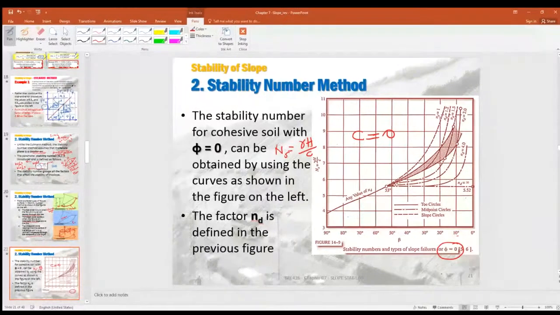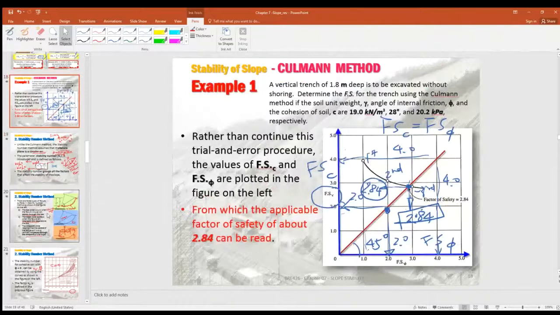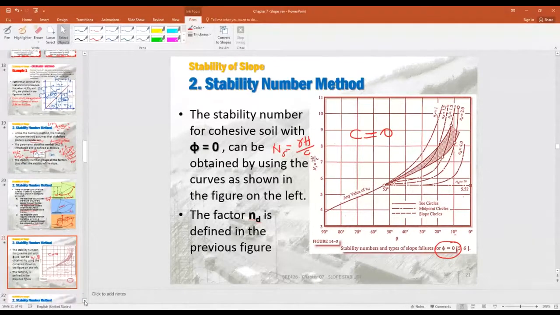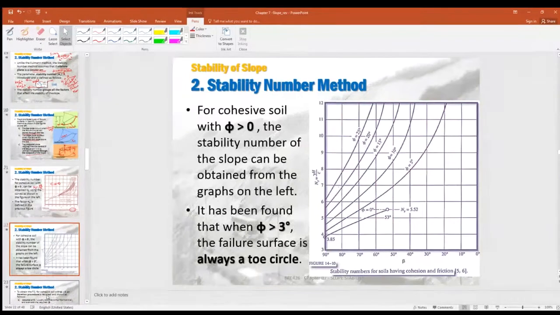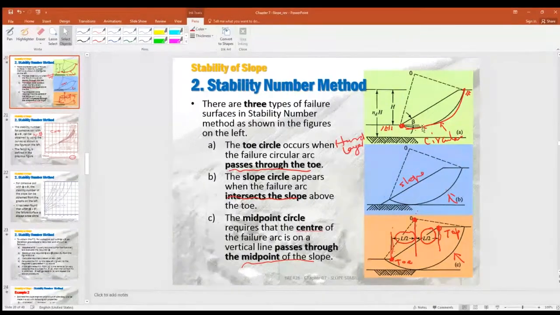How can you use this chart? Now, there's a factor ND. What's ND here? ND is the height from the top of the slope down to the bearing stratum.